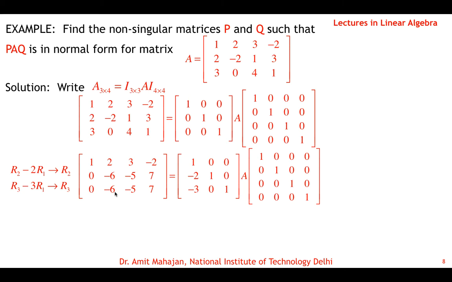Now you can clearly see second and third row are same, so you can apply row 3 minus row 2 and make the third row 0 0 0. The same operation to be applied here.